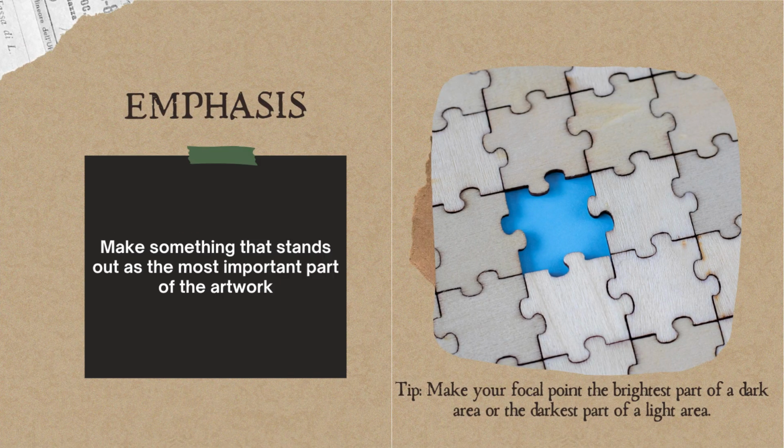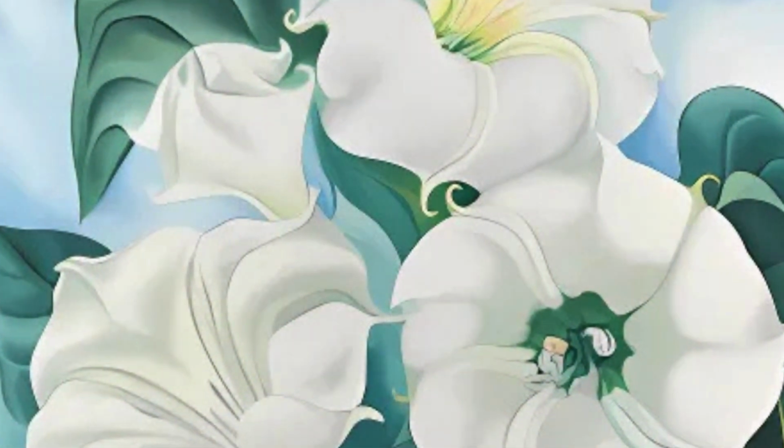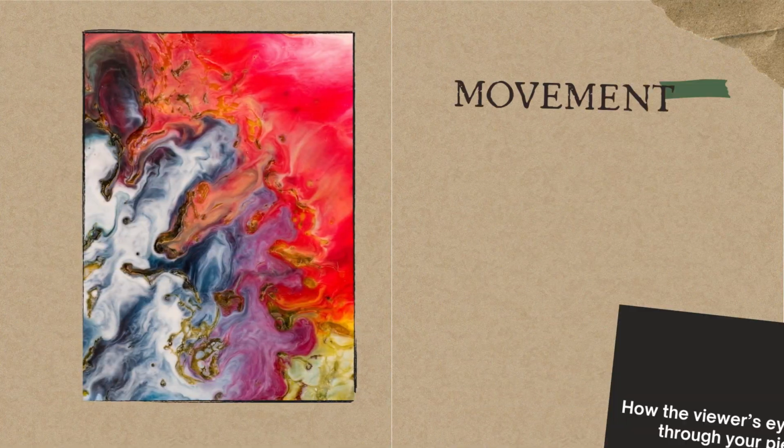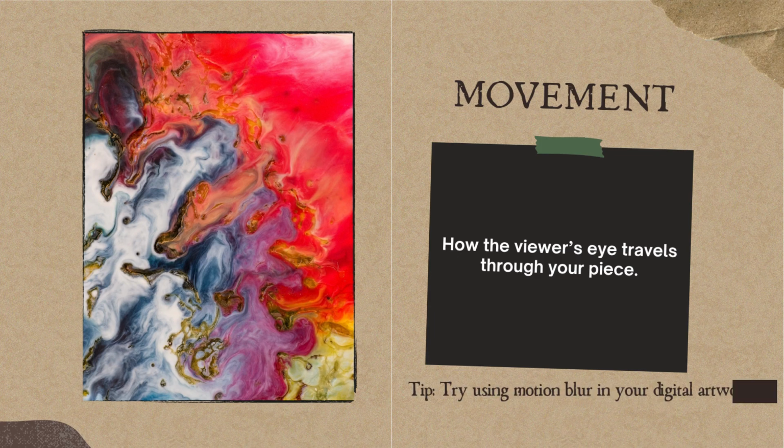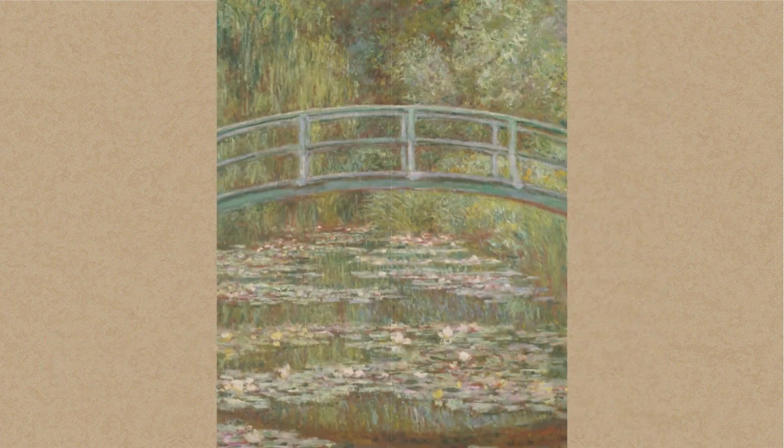Emphasis tells the viewer where to look first. Georgia O'Keeffe made her flowers so large you can't help but notice them. Movement is how the viewer's eye travels through your piece. Monet's water lilies have flowing strokes that guide you across the painting.